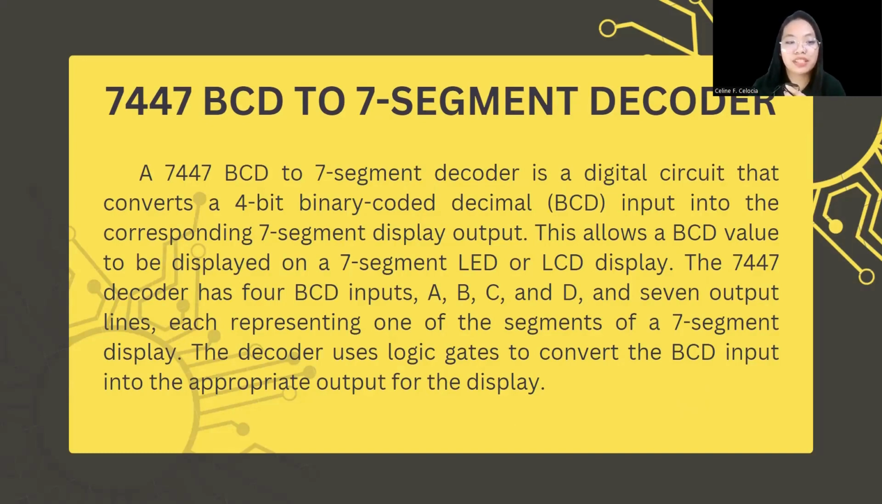The 7447 decoder has 4 BCD inputs, A, B, C, and D, and 7 output lines, each representing one of the segments of a 7-segment display. The decoder uses logic gates to convert the BCD input into the appropriate output for the display. Next.